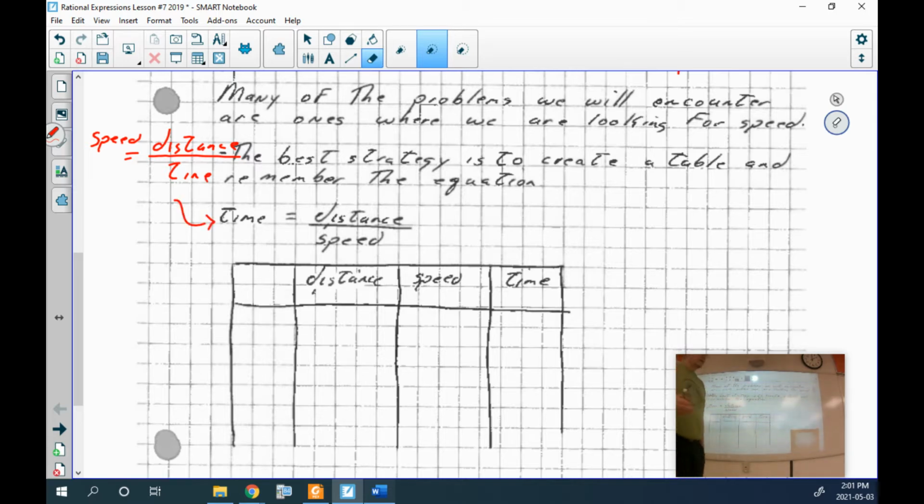Because we're doing rational equations, a lot of our problems are going to have to be dealing with time. So this is not a necessity to solve problems, but it is a very, very useful way to do this. Keeping track of what we have, create an equation over here: time is equal to distance over speed, and figuring out the equation from there. So here's our first example.